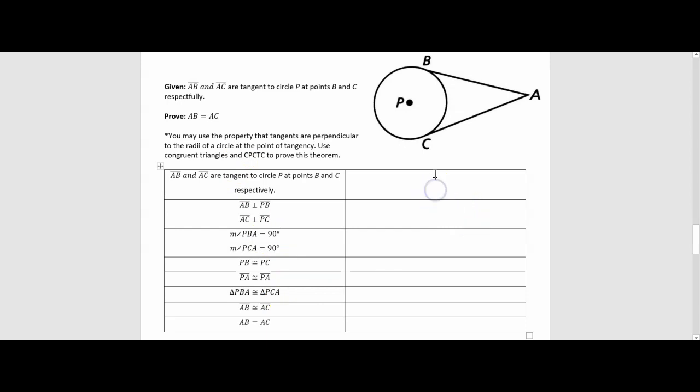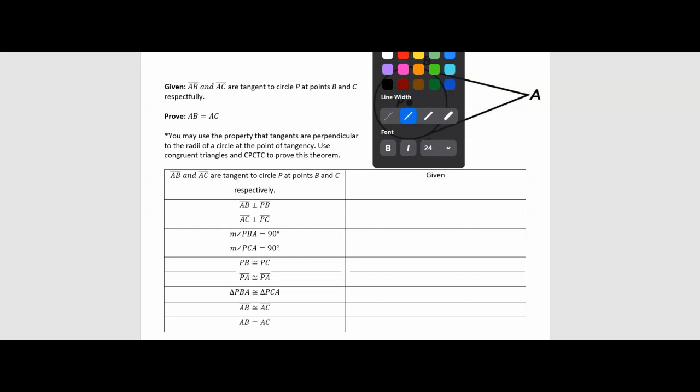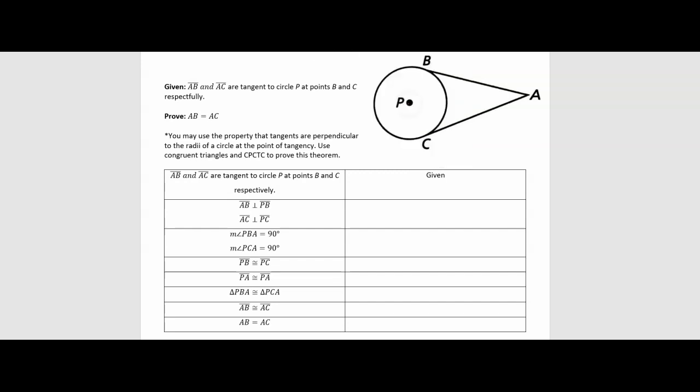Okay, so the first one is obviously given. We are told that. Then we're asked to figure out why segment AB is perpendicular to segment PB, and segment PB is not drawn, so we should go ahead and draw that in. Let me recenter this actually. I'm going to draw PB in. I'm actually going to draw PC in because we're going to need that as well.